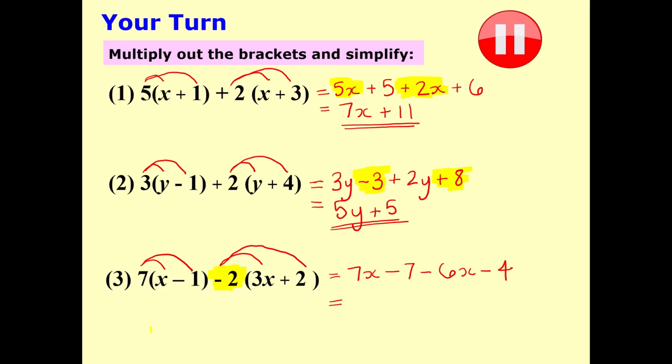Right, let's collect our like terms. We've got 7x, subtract 6x to just give you x. And then negative 7, I'm going to take away another 4, so negative 7, negative 4 gives you negative 11. And that is your final answer. Okay, make sure you've marked all your work, and that is the end of the examples.